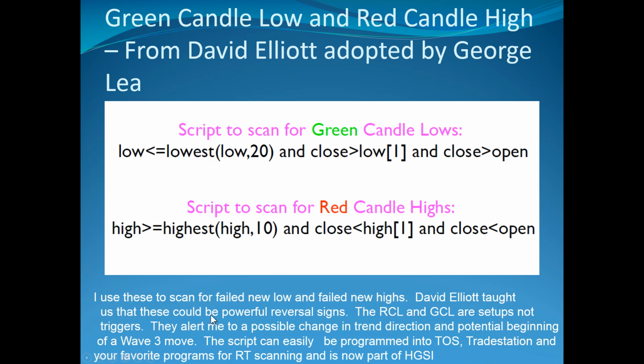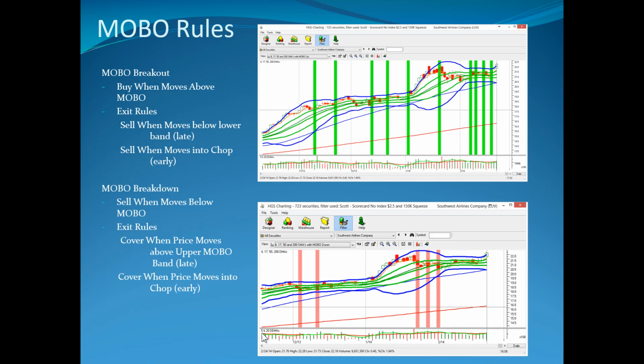David Elliott taught us that these could be powerful reversal signs. These are setups, not triggers. They alert one to a possible change in trend direction and potential beginning of a wave 3 move. You can easily program the script into TOS, TradeStation, or your favorite program for real-time scanning. And it is now part of HGSI natively, which is excellent.